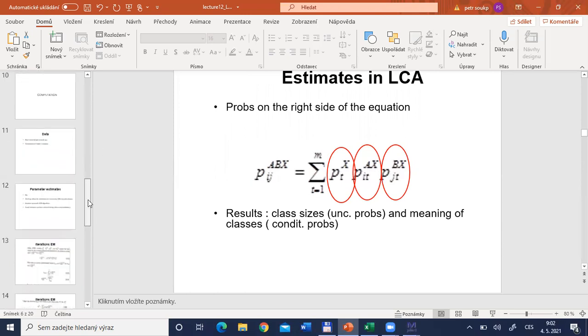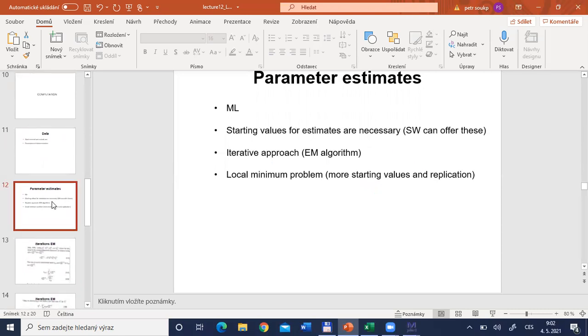I would say that we are quite happy that current software packages are trying to give you these estimates, usually by generating random values. For example, Mplus would offer these random values, but the problem is that in LCA, it can happen that computation, which is based on some iterations, on some steps, could finish on a result which is not the best. We call this problem the local minimum problem.